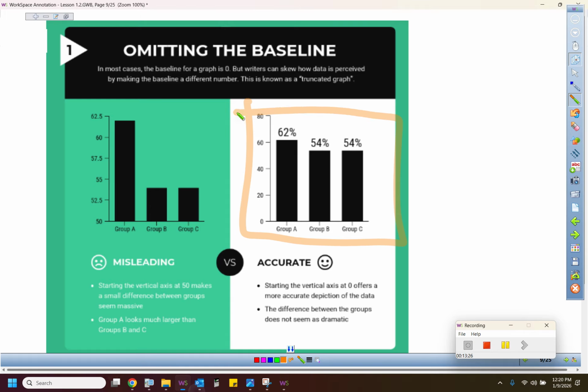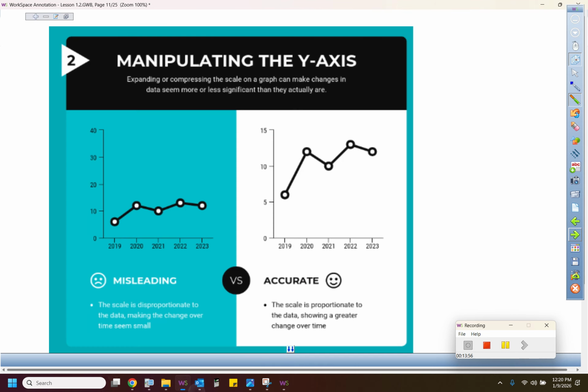This is the same information right here, but you see if they put it down at 0, the bar for group A is not nearly as significantly higher than the ones for group B and C. Yes, A is still better, right? But the distance above the others looks so much more normal because they actually have all of the data represented and they didn't cut the bottom off. Omitting the baseline: they try to make it look like A was so much better than everybody else. So that's one way they do it. A second way is by manipulating the y.